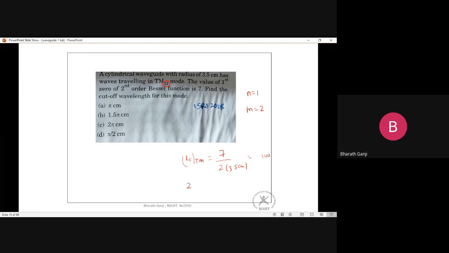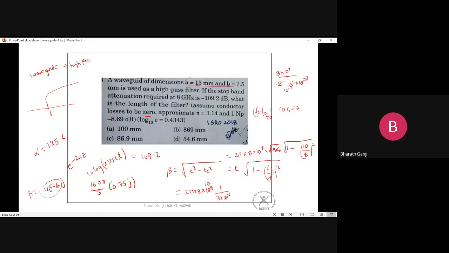The cutoff wave number is 2π divided by lambda c, where lambda c is the cutoff wavelength. So this should be equal to 100. So lambda c is nothing but 2π divided by 100, that is 2π centimeters. So your answer is C. That is how you solve this question. These are the bits from ISRO questions. Except for one question, we have solved all of them. Maybe in the next session I'll talk about that question also. I'll get the definition of the attenuation constant used in filters so that we can solve it.